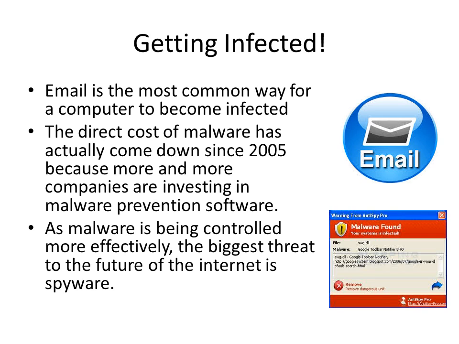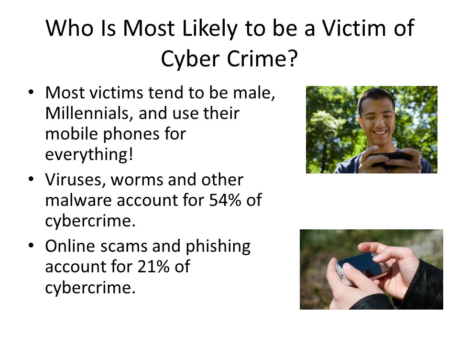So let's talk about how people get infected. Email is the most common way for a computer to become infected. We used to get hit by malware a lot, but it's actually coming down because the antivirus and anti-spyware software out there that we can download, oftentimes for very inexpensive or even free, is getting better and better. So as malware is being controlled, the bigger threat is spyware.